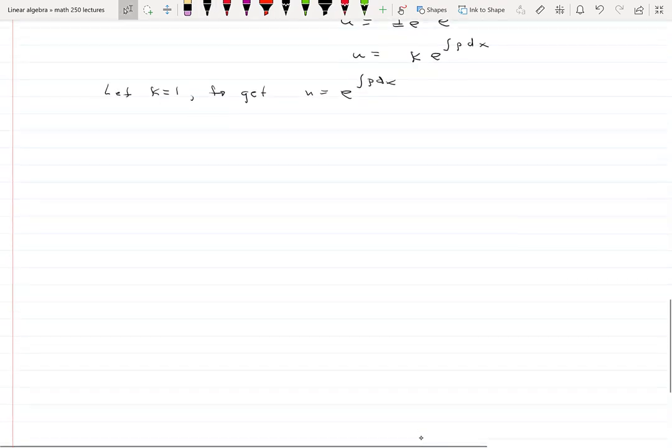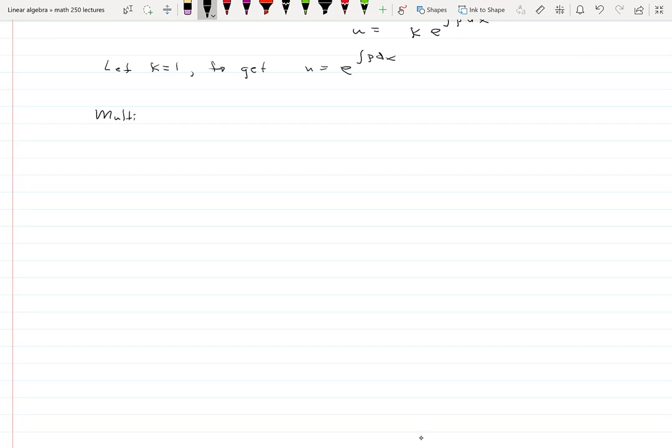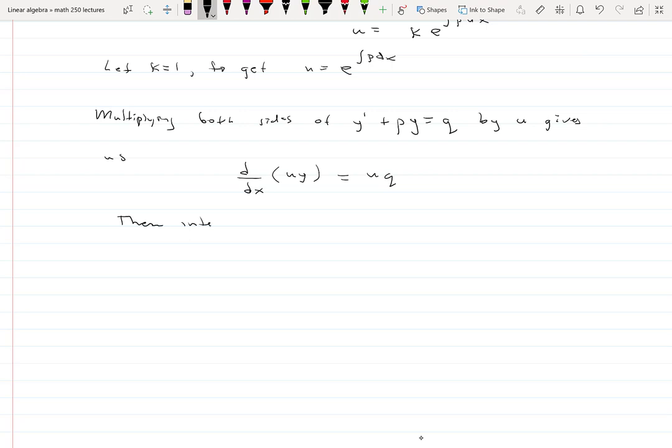Okay, so if we do that, then multiplying both sides of y prime plus p of x y equals q by this u gives us the derivative with respect to x, it's guaranteed by the work we did above, of uy equals uq. And then integrate both sides with respect to x. Then integrate to get the solution.